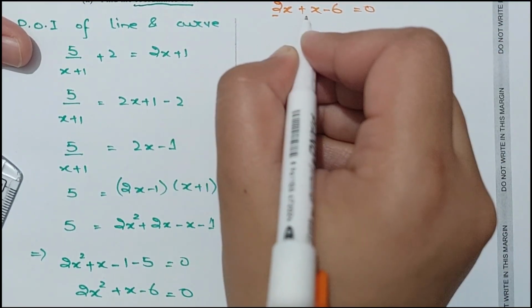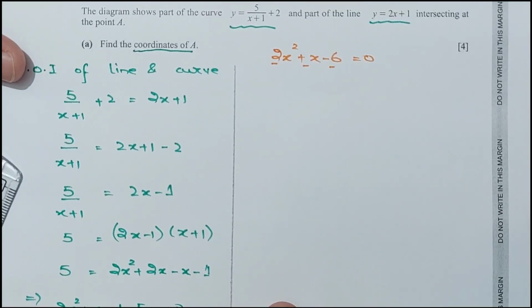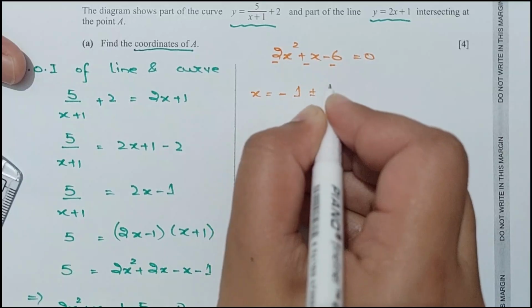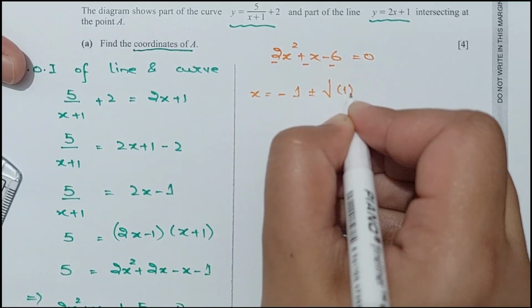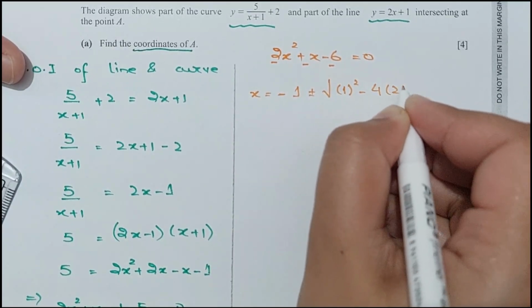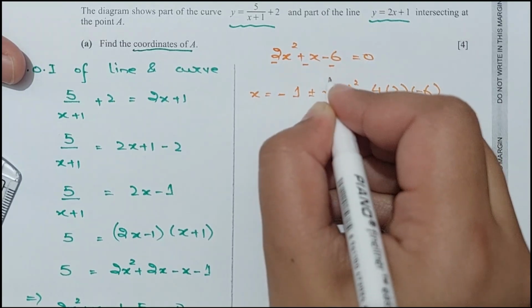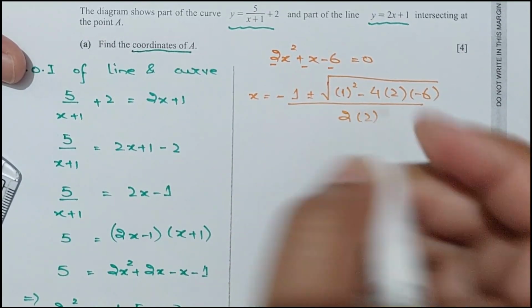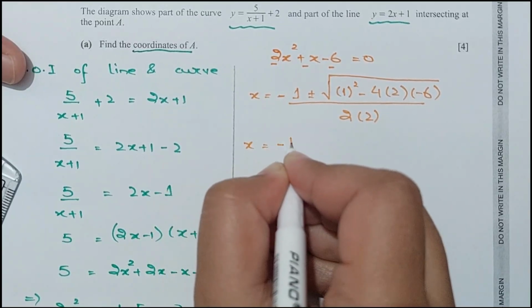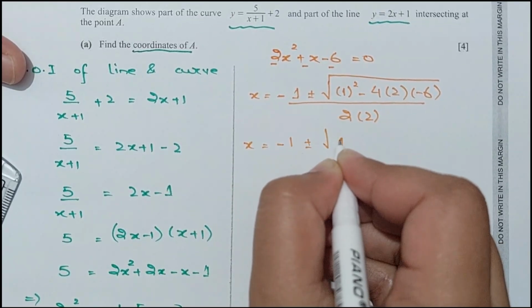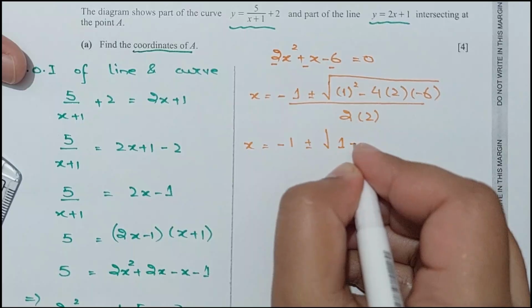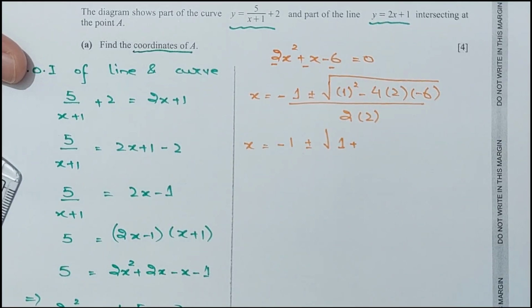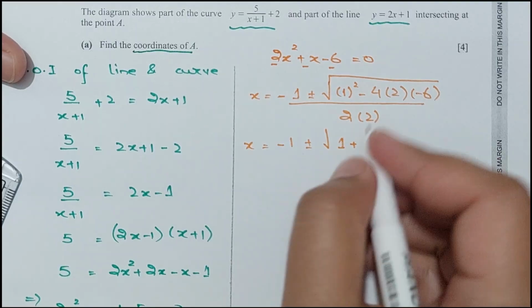A value is 2, B value is 1, and the C value is negative 6. Apply the quadratic formula. x is equal to negative of the B value, plus minus square root of B square minus 4 times the A value and the C value, and divided by 2 times the A value. So x is equal to minus 1 plus minus root of 1 square is 1, negative times negative is positive, 4 times 2 is 8, and what is 8 times 6? 8 times 6 is equal to 48.